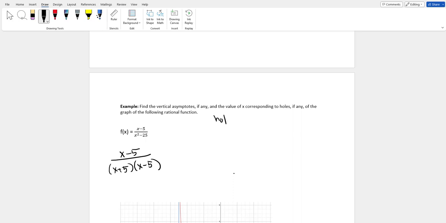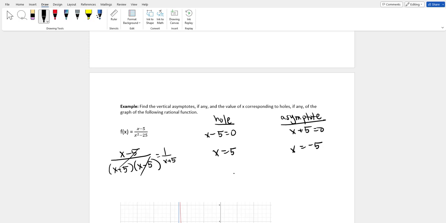So whatever cancels out is the hole, and whatever you have left over produces the asymptote. As you can see, the x minus 5's cancel out. I'm going to let that be equal to 0, and when we solve for x, that'll be our hole. When we cancel it out, we're left with 1 over x plus 5. X plus 5 is my asymptote when we set it equal to 0. So here I get x is equal to 5, and here I get x is equal to negative 5.